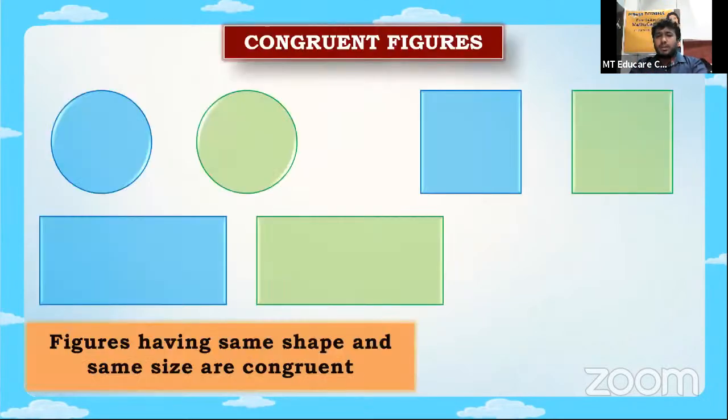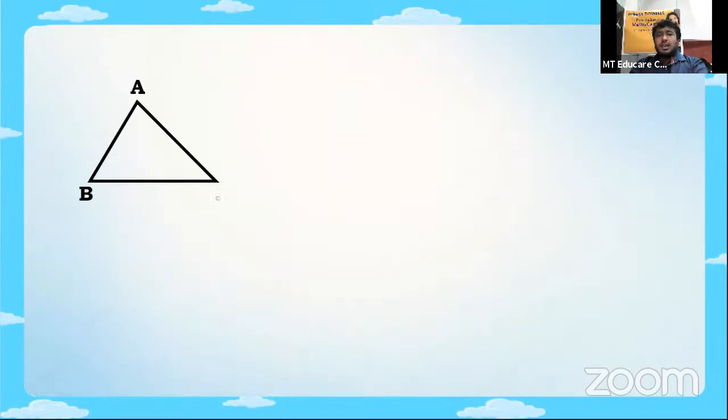Okay. Now students, I have triangle ABC. In triangle ABC, the measure of AB is 4 centimeter, the measure of BC is 5 centimeter, and the measure of AC is 6 centimeter. Okay. Now students, I go to a Xerox center.